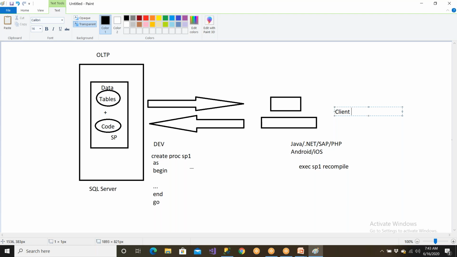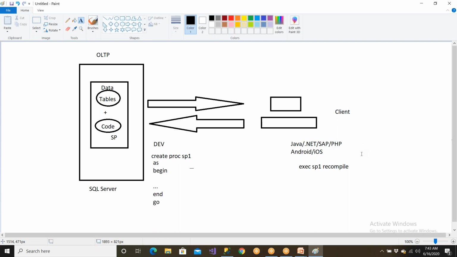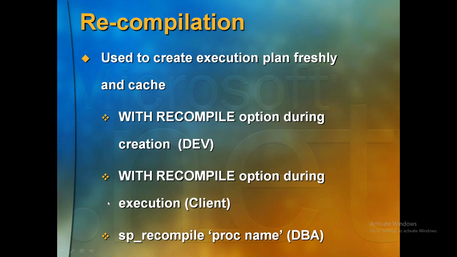Okay, client means Java people, .NET people, SAP, PHP team also. Instead of calling it the old way, they can modify the code like this. They try to call the stored procedure like this. When they call it like this, automatically the page speed will increase. So in 1 or 2 clicks, it will have a new cached plan, so it will be very, very fast. So this is for the client people, that is the second option, with the recompile option on the client side.